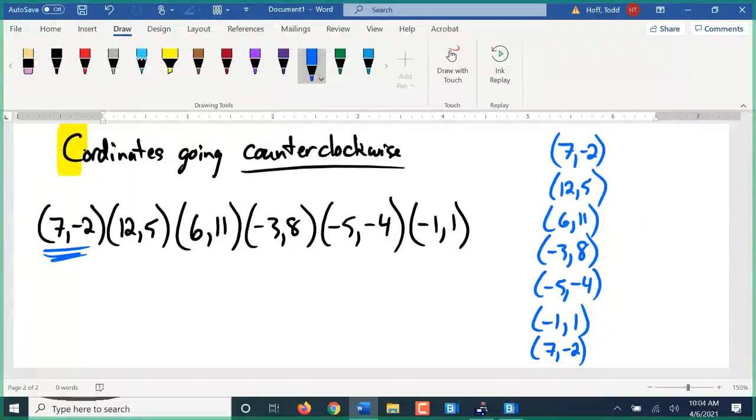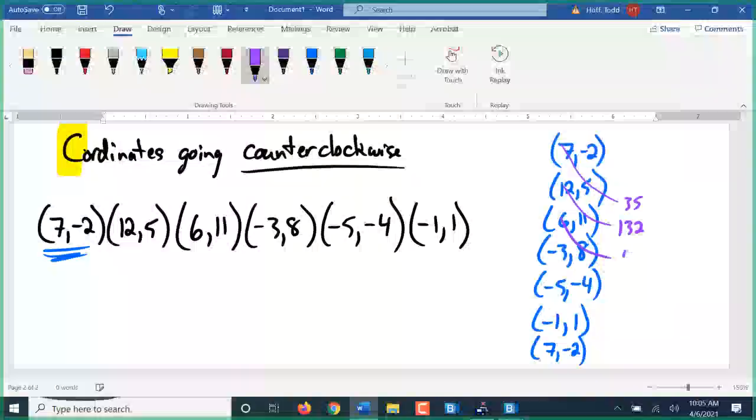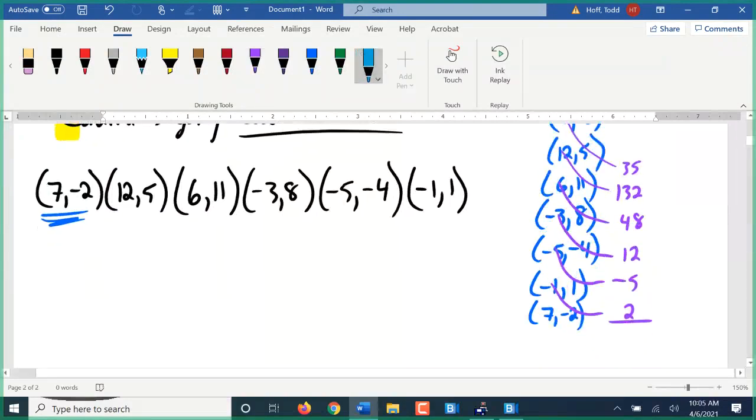And let's do our diagonal products. We have 7 times 5 is 35. 12 times 11 is 132. 6 times 8 is 48. -3 times -4 is 12. -5 times 1 is -5. And -1 times -2 is a positive 2. So if I add those together, I believe that's 224.